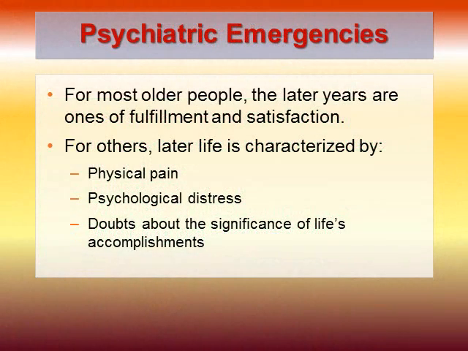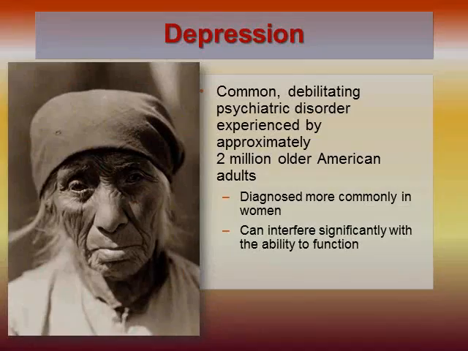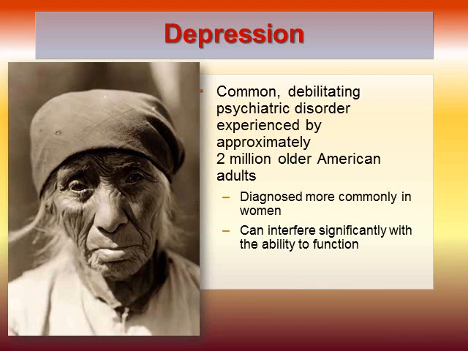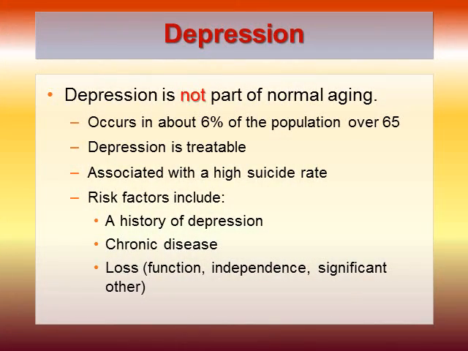And that brings us now to psychiatric issues. One of the big ones that we want to think about with patients who are older is depression. There's a lot of issues that can go with that and that can cause that. Often it's after financial concerns have become more of an issue, loss of a loved one, dissatisfaction with living conditions, or with their own independence. Depression is a common disabling disorder, and while it affects 2 million older Americans, it is frequently underdiagnosed in the elderly. It is not a normal part of aging.